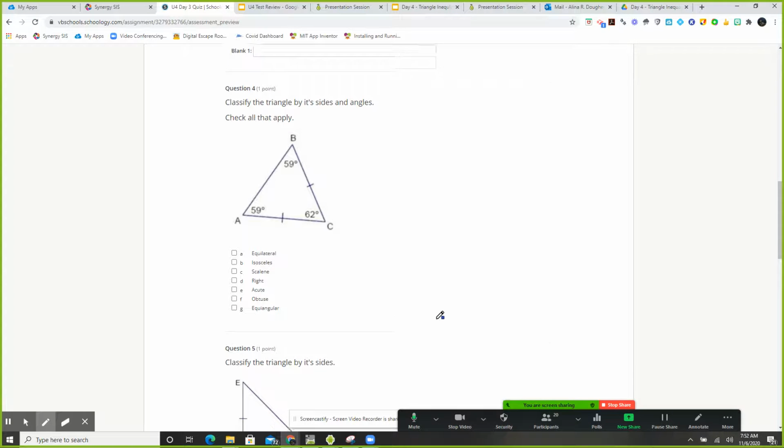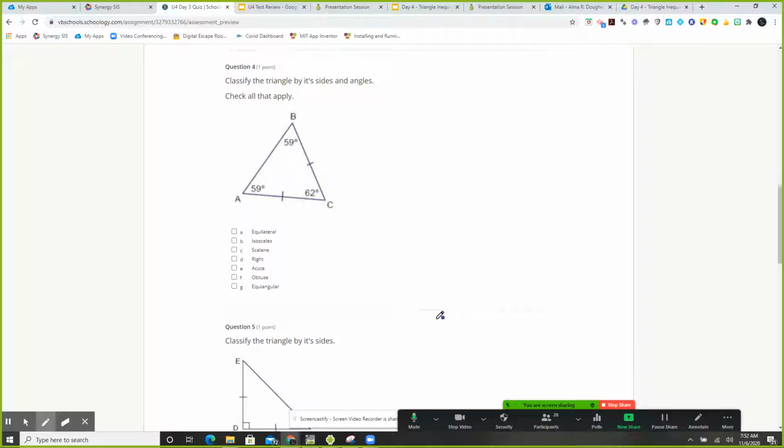How about question number 4? Classify the triangle by sides and angles. Click all that apply. Is it equilateral? Yes or no? No. Is it isosceles? Yes or no? Yes, because I've got those two 59 degrees. Is it scalene? I've got 3 sides that are different. It is not, because I have 2 sides that are the same because it's isosceles.